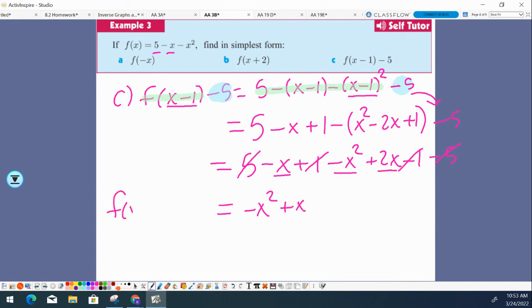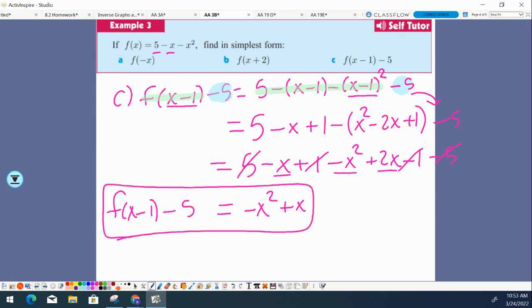So let me bring down f of negative x, or f of x minus 1 minus 5 equals that.